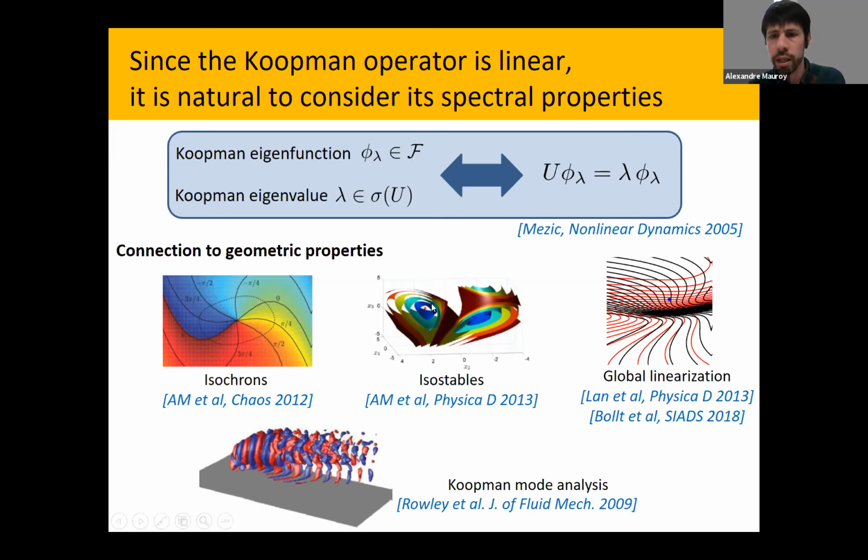And so here are a few examples of connections that we can make between eigenfunctions of the Koopman operator and some geometric properties of systems, like in the case of limit cycle systems or equilibria. We can also obtain a global linearization of dynamics and so on. We can also define Koopman modes, but I will not go into the detail, which is related to a spectral expansion. And this is also amenable to data analysis.